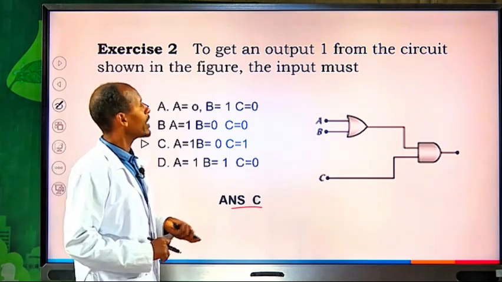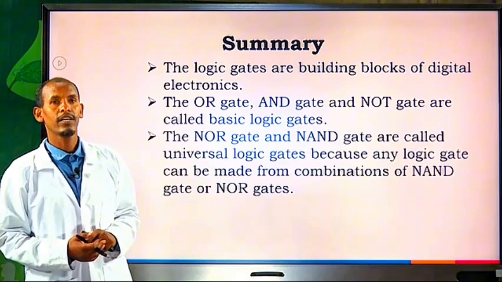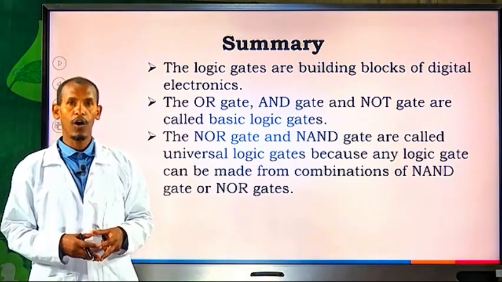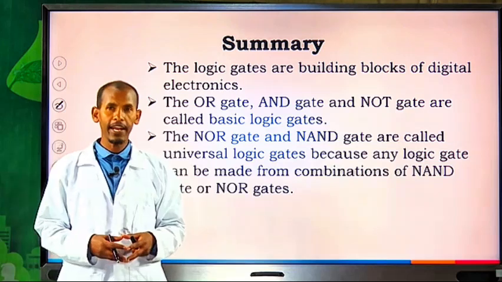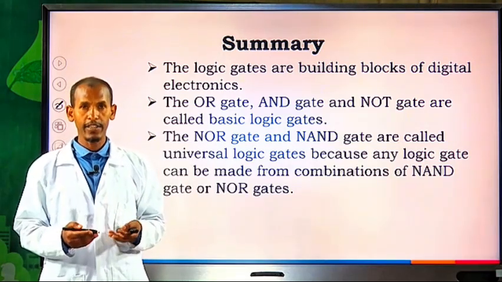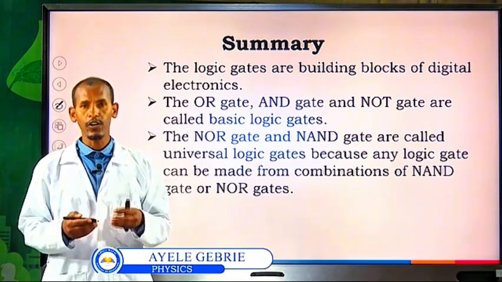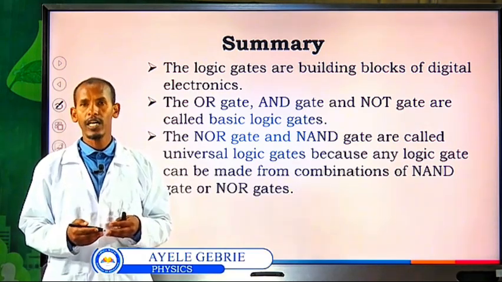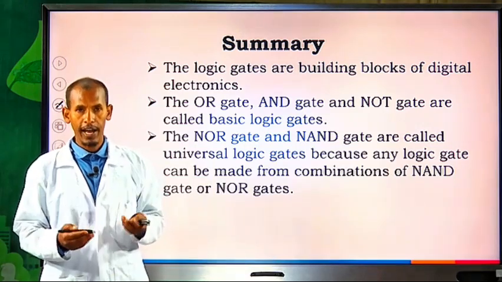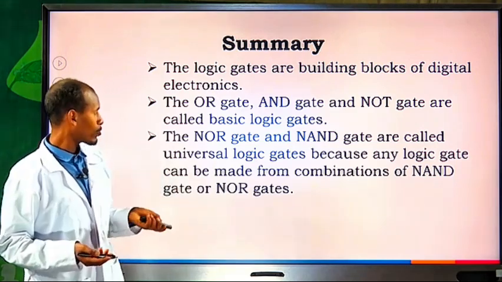So this is what we have for today. Let's summarize what we have discussed in this lesson. The logic gates are the building blocks of digital electronics. The OR gate, AND gate, and NOT gate are called the basic logic gates, and the NOR gate and NAND gate are called the universal logic gates, because any logic gate can be made from a combination of NAND or NOR gates in general. So this is what we have for today.